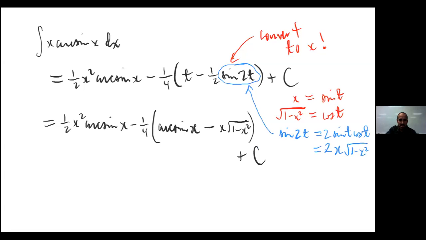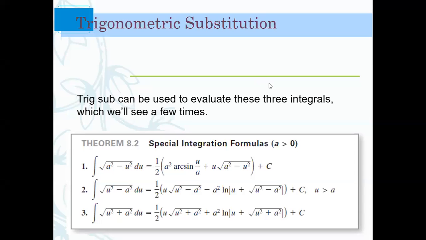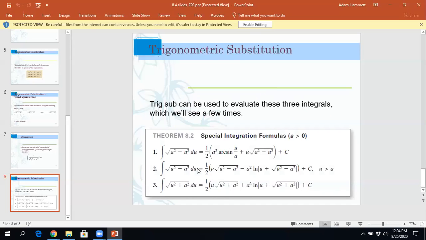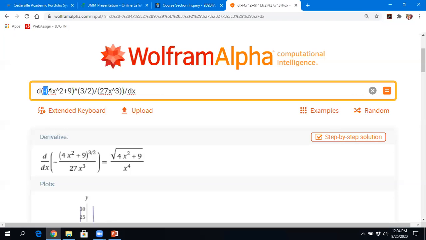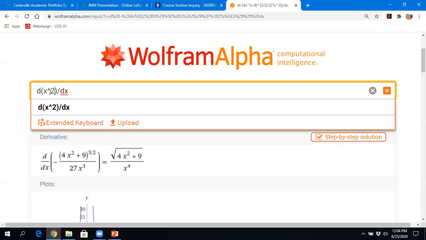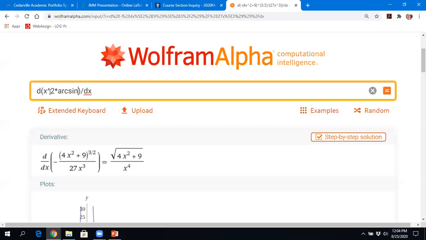Okay, so I'm going to go over here. I'm going to get out of this thing, and I am going to take the derivative. What was I taking the derivative of? Well, I'm going to copy this down. Oh wait, maybe I don't have it here with me. Can someone read it off to me? Yeah, so it's x squared times the arc sine of x over 2, minus something over 4.